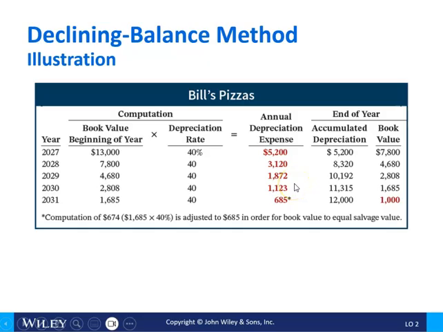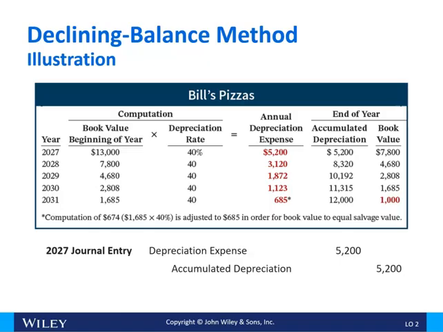The entry we make for 2027 is the same as we've seen before: debit depreciation expense, credit accumulated depreciation. The only difference is the amount. So in this case, $5,200.